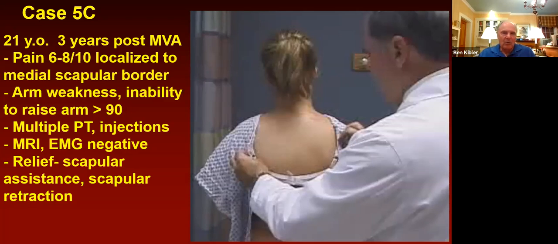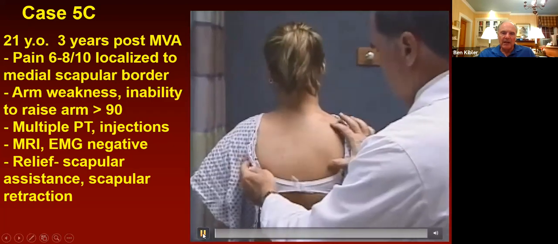We're running out of time. Got one more case here real quick. This is a 21-year-old girl, 3 years post MVA. She has pain along the medial scapular border, arm weakness. She's had injections, therapy, MRIs, EMGs are all negative. And if I do this scapular assist, scapular retraction, she's better.